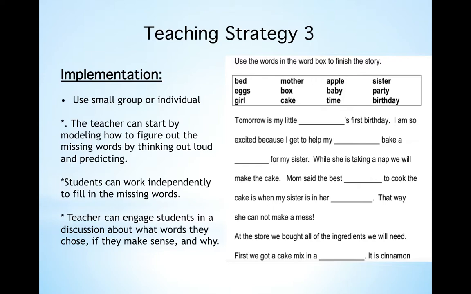And then after that, students can work independently to fill in the missing words. And then at the end, the teacher can engage students in a discussion about the words they chose and then explain whether or not they make sense and why or why not.